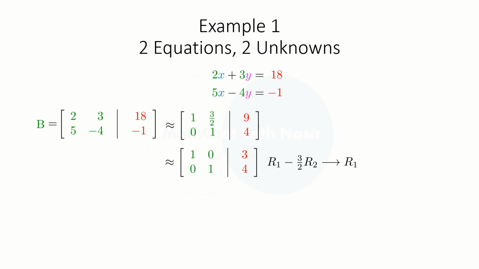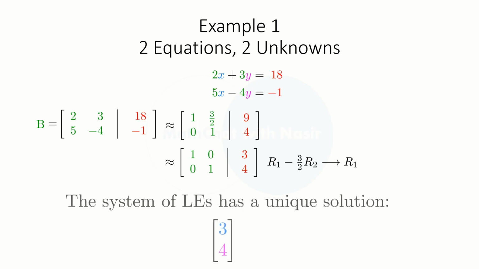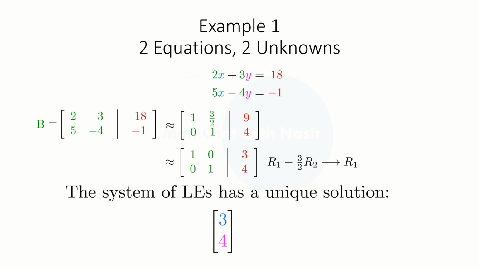We have converted the augmented matrix to the reduced echelon form, and the solution can easily be read from the reduced echelon form. These equations have a unique solution: x equal to 3 and y equal to 4.